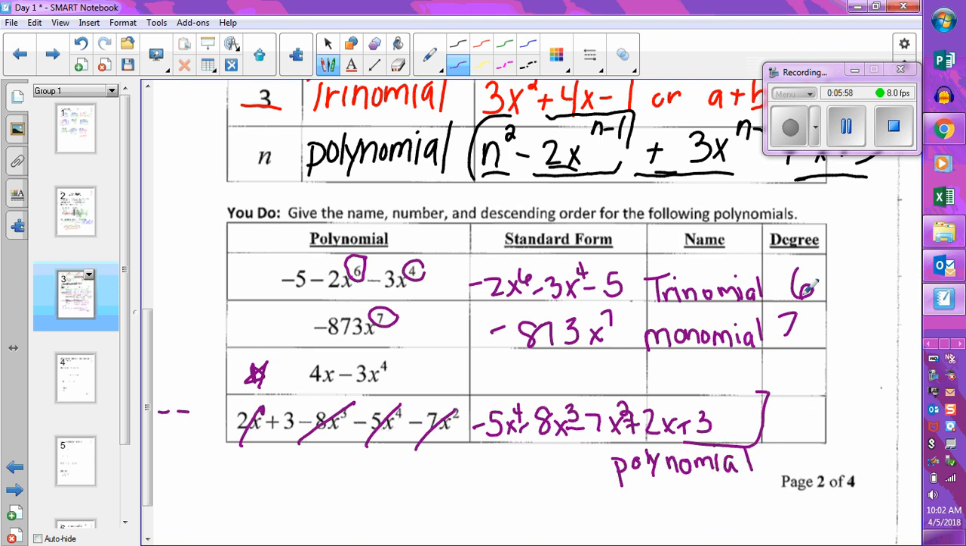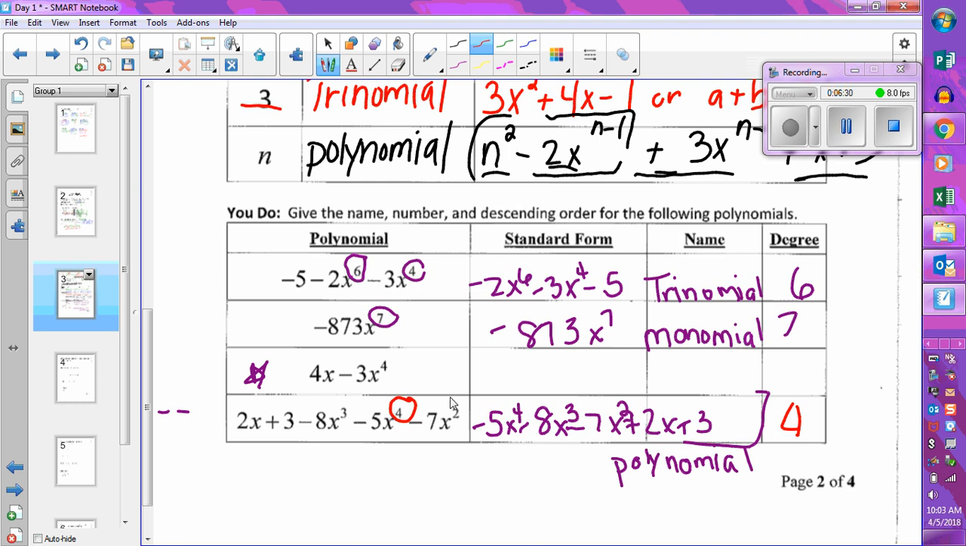Okay, and now they want to know what is the degree of this polynomial. Now remember, the degree means it's the highest degree that we have in this polynomial. So if we were to look back, I'm going to erase this for a second. If we were to look back at these degrees, your highest degree here is 4. So that means that your degree, your highest degree is going to be 4.